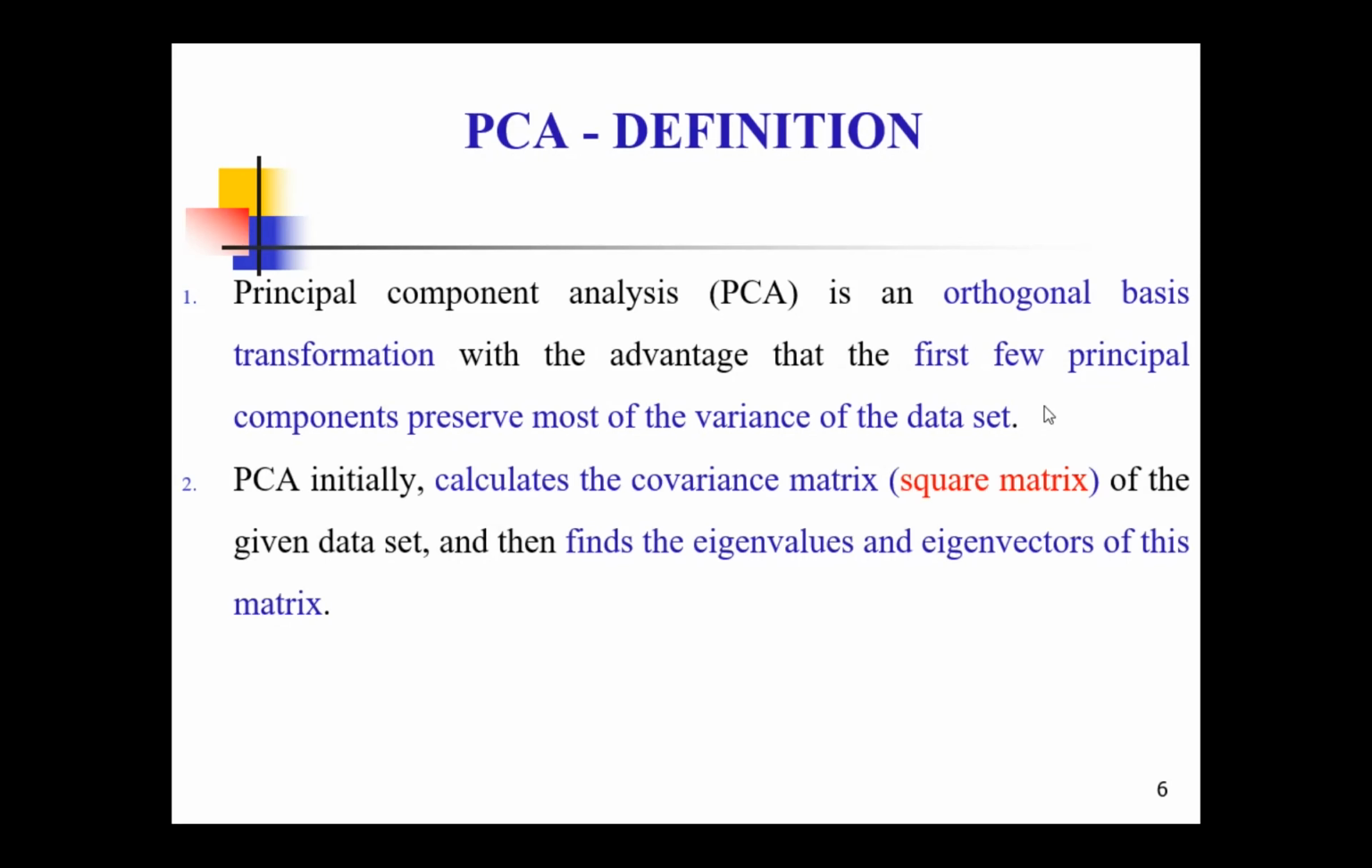Initially, PCA determines the covariance matrix. The covariance matrix is nothing but a square matrix in which the variance between the data sets exists. So PCA initially determines the covariance matrix for the obtained data set, and from there it determines the eigenvalues and the eigenvectors of this covariance matrix. The eigenvector is a non-zero vector, and the values associated with this eigenvector are known as eigenvalues.